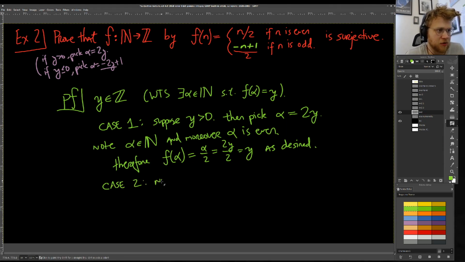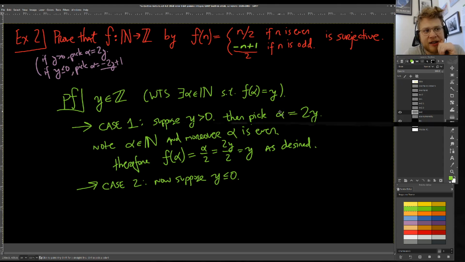Maybe we can say, just to be clear, that we're taking a step away from case 1. Now suppose y is less than or equal to 0. So these are our two cases that we have. First one, just to summarize, we said, okay, suppose the output is going to be a positive number, and then this exact alpha that we picked is not only part of the domain, but it's an even number, so we know how to map it using this f to get exactly y as required. So now suppose y is less than or equal to 0.